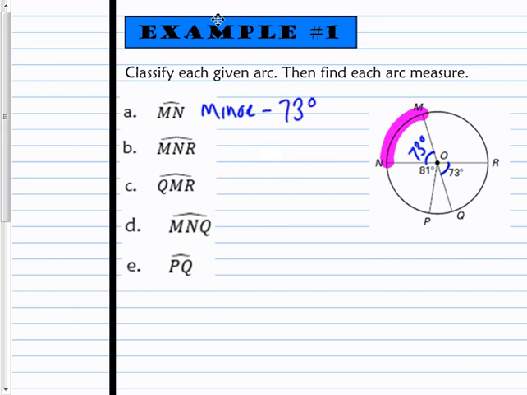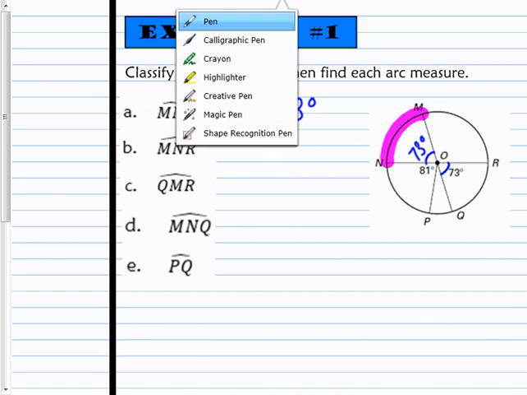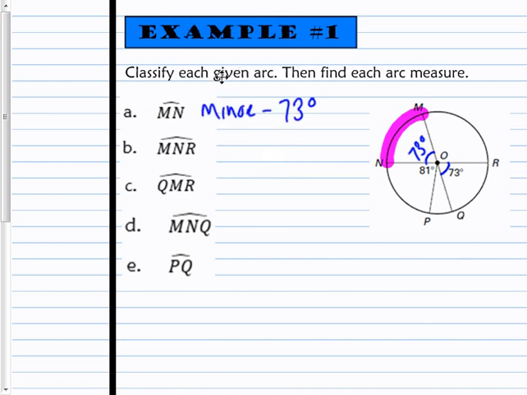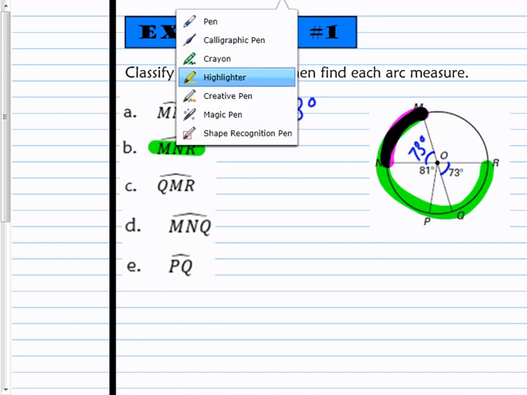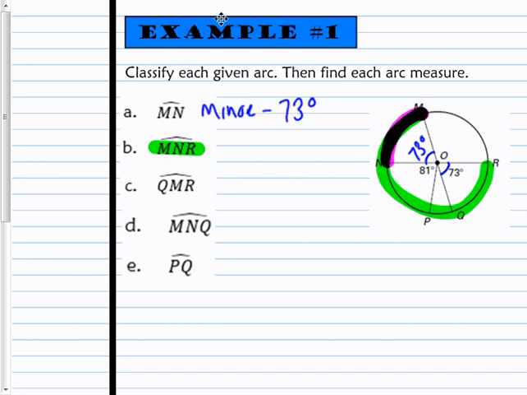Okay. Arc MNR. Now, if it has 3 letters, that normally is a hint that it's the major arc. So the fact that it has 3 letters, we start at M, we have to go through N, all the way to R. So first of all, 3 letters, that's a key right there that it's going to be a major arc. So it's major, and we need to figure out how many degrees it is, okay?